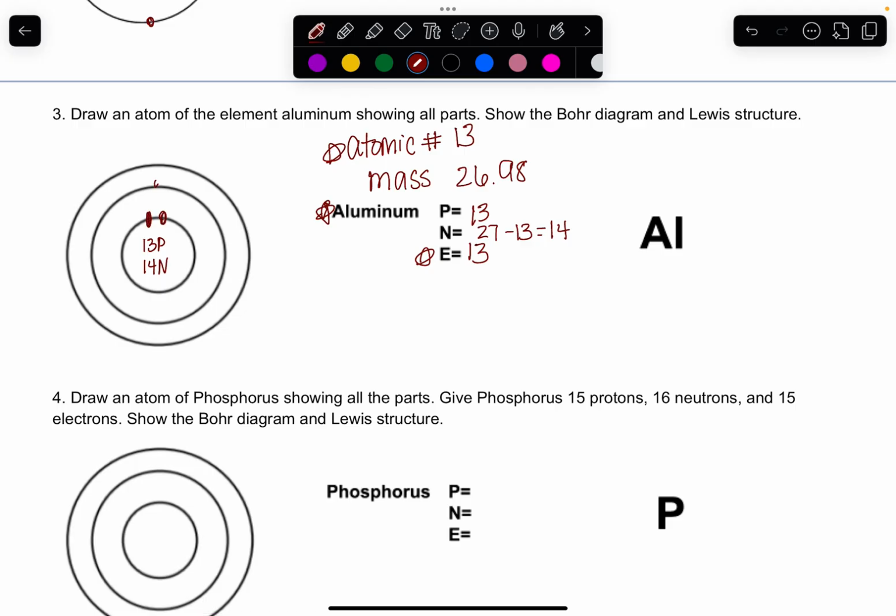1, 2, bump out 3, 4, 5, 6, 7, 8, 9, 10. That layer is full, but I still need to keep going to 11, 12, and 13. Look at my outer ring. I have 3 valence electrons for aluminum, and I'm going to place them 1, 2, 3.